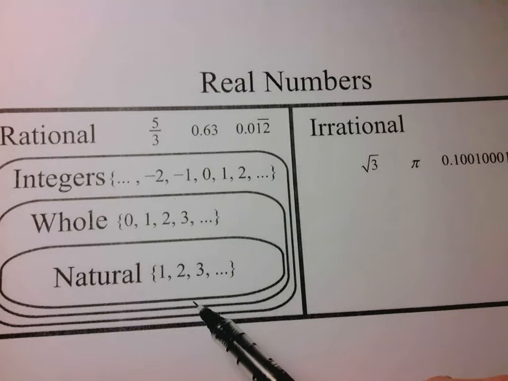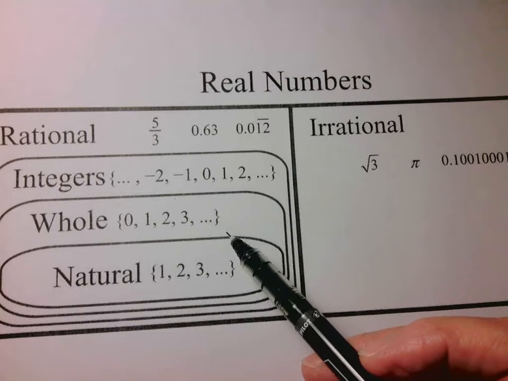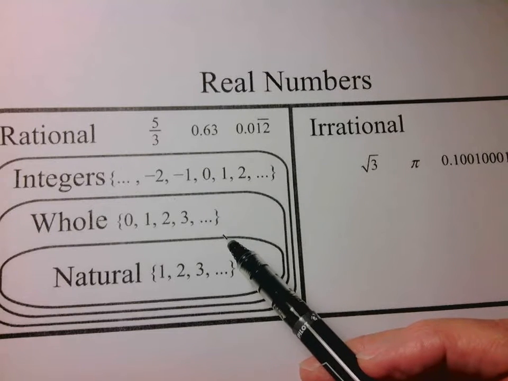We don't start at 0. When you're counting eggs in a basket, for example, you start at 1. You go 1, 2, 3. You don't start at 0. So your natural numbers are your counting numbers. Your whole numbers are your natural numbers plus 0.